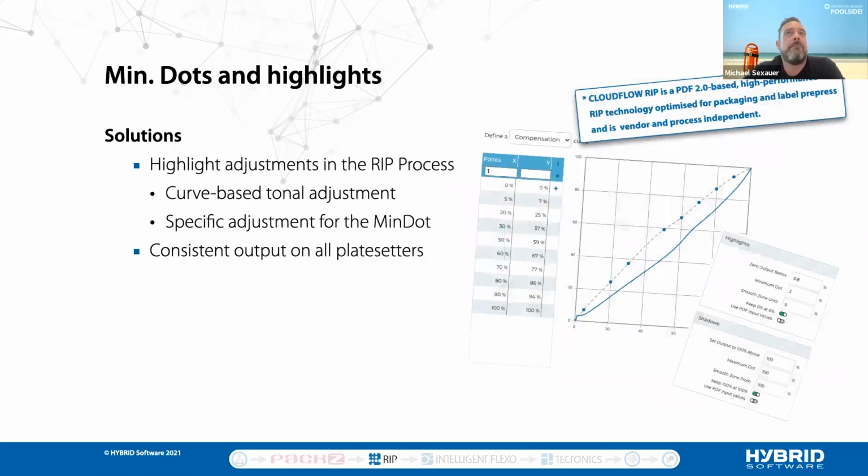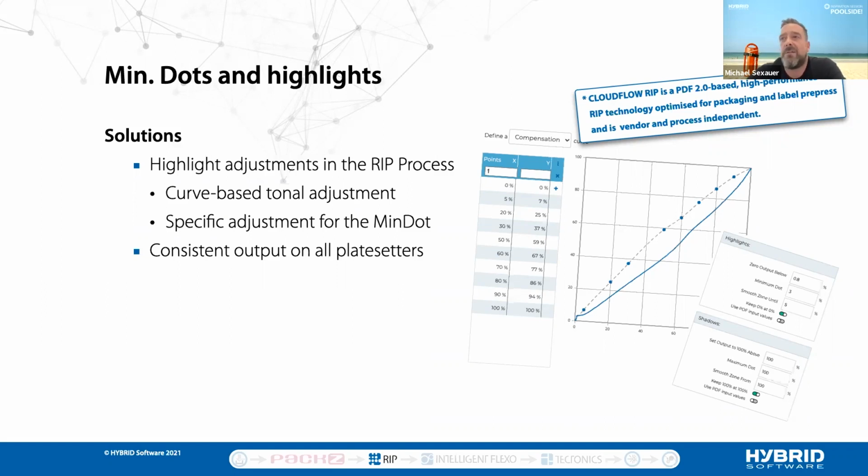This is for PACS at the moment, but PACS offers powerful options for optimization in Flexo printing, but there are also additional features in the RIP, and I want to show you what this is. So first of all, let's have one word to the Cloud RIP. It's a PDF 2.0 based high performance RIP technology. It's also optimized for packaging and label prepress, and it's vendor and process independent. And this is very, sexy, I would say.